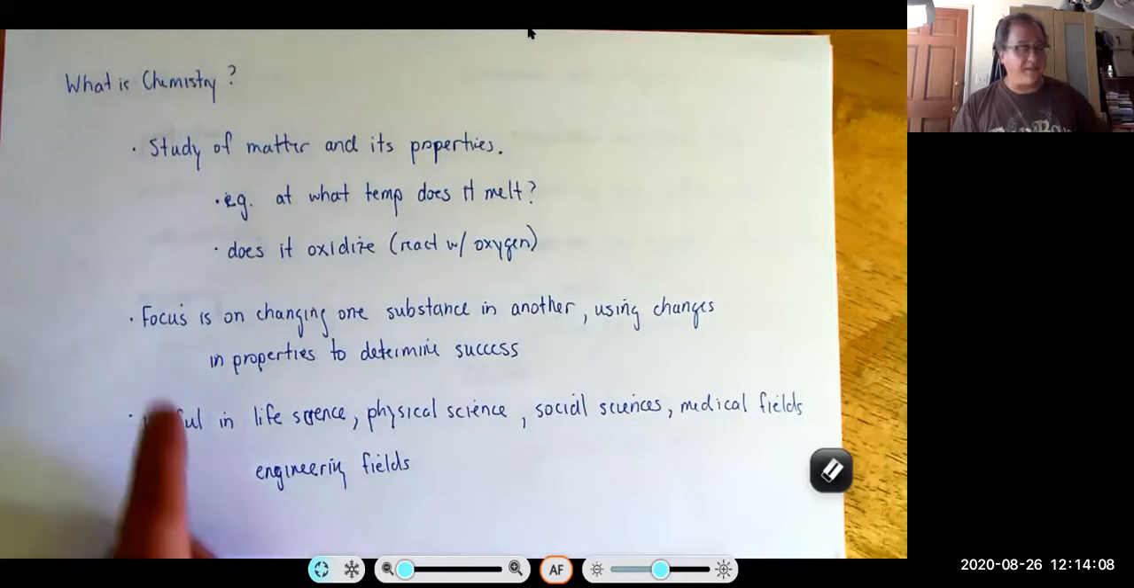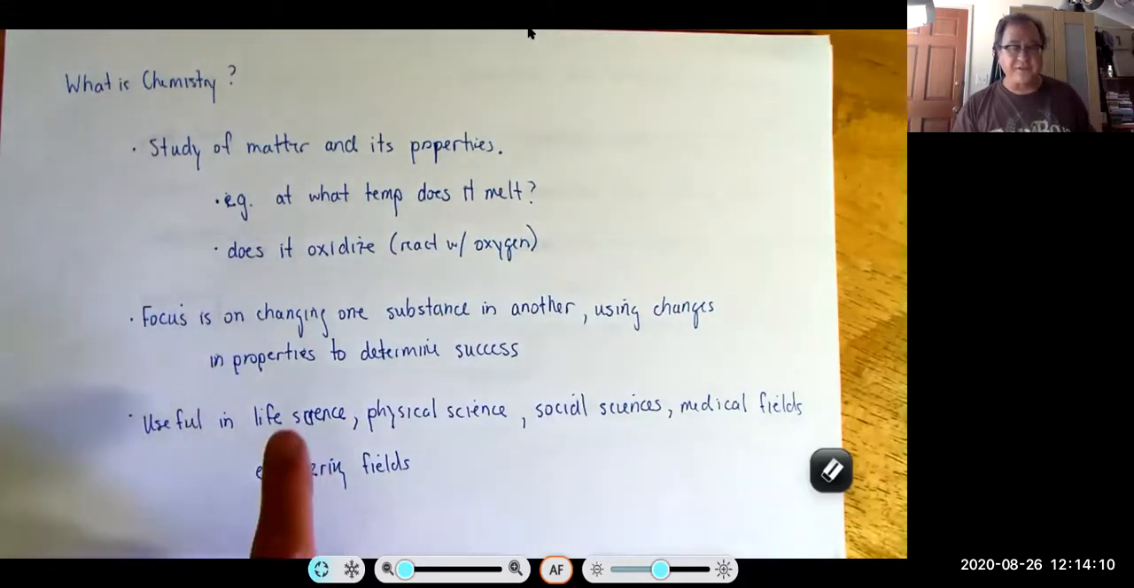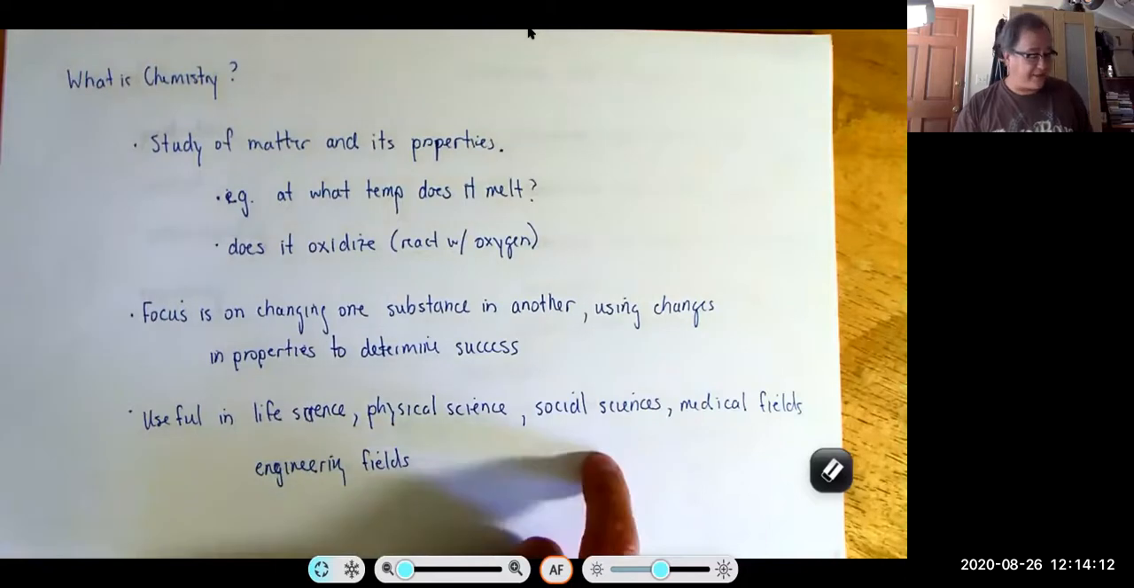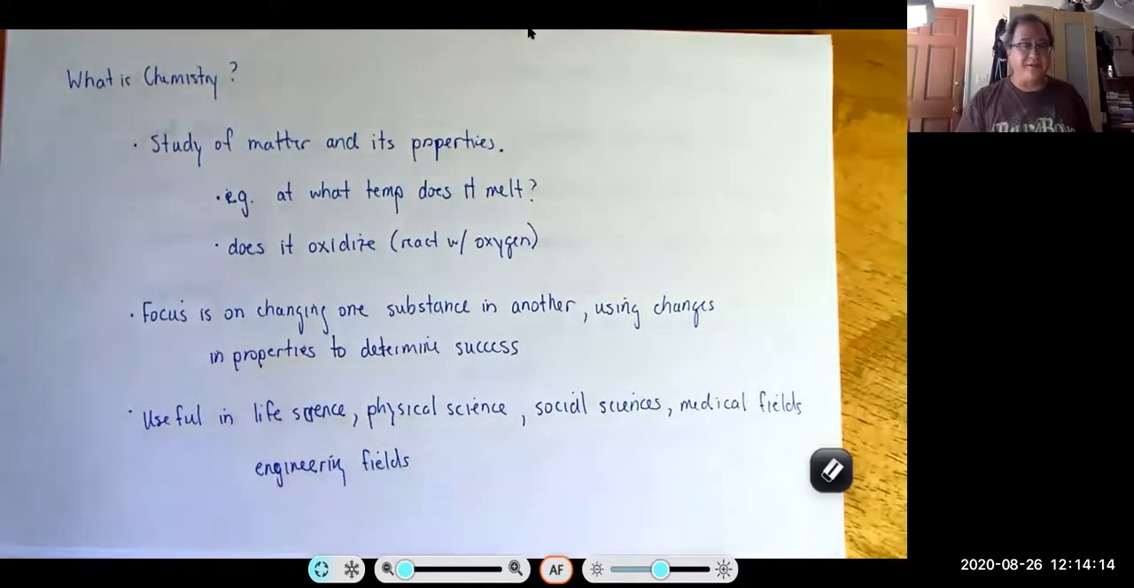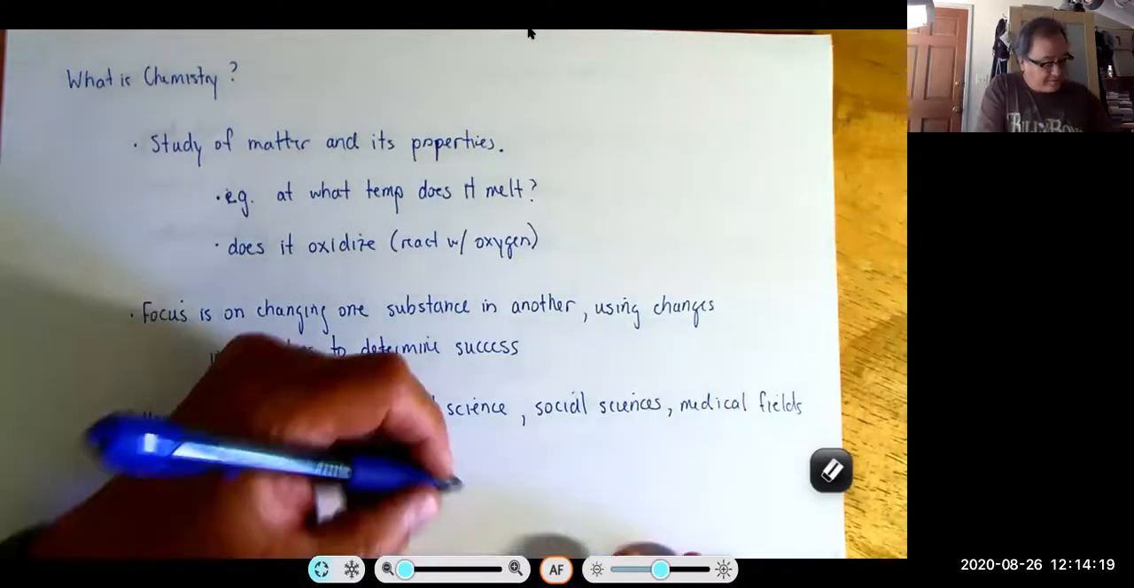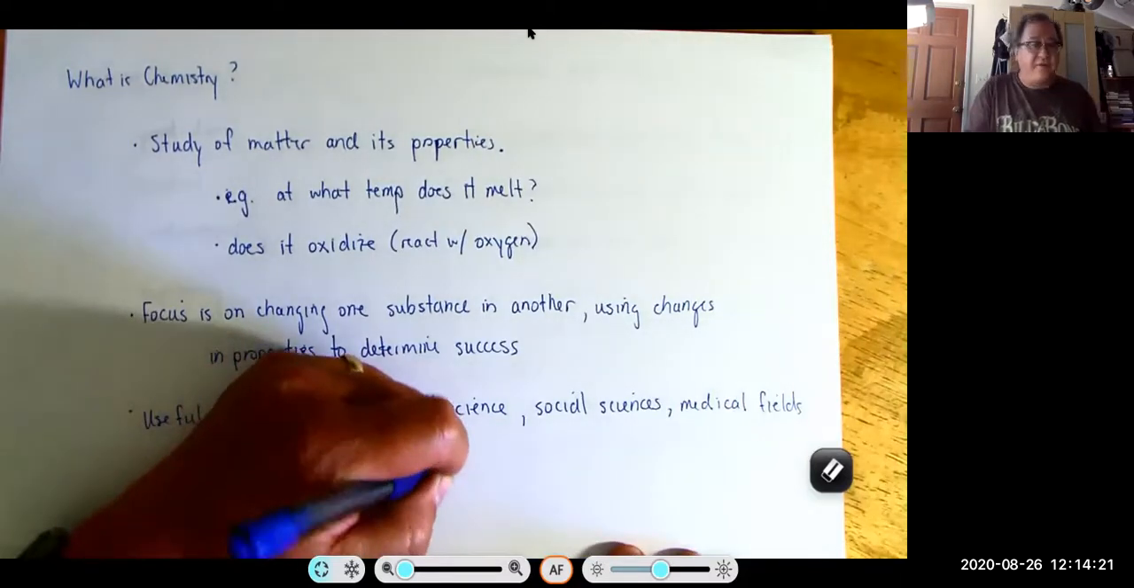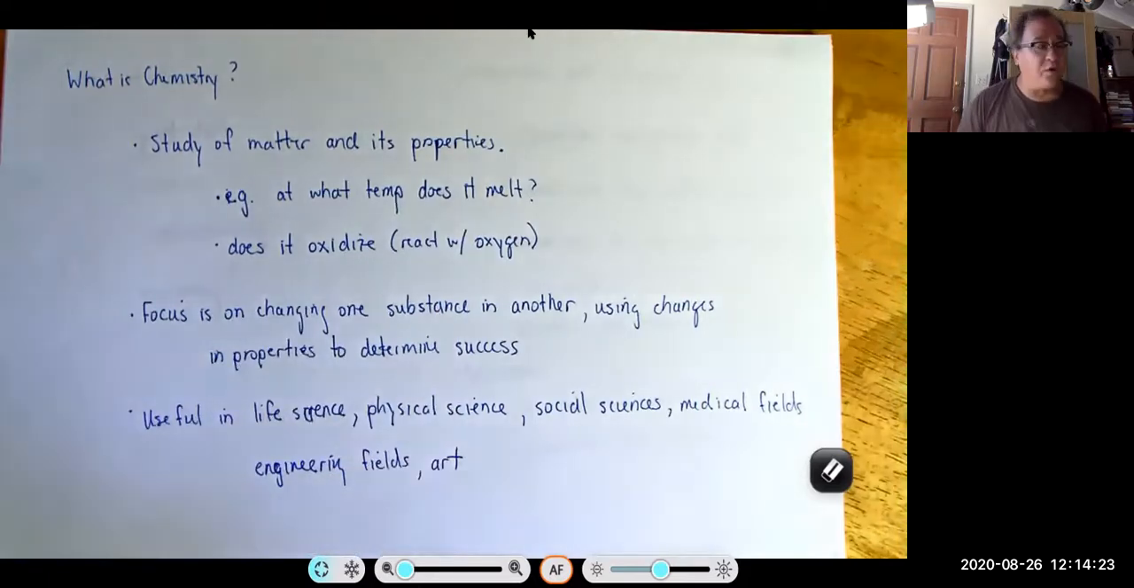This type of activity is useful in life science, physical science, social sciences, medical fields, engineering fields. It's useful just about everywhere. It's even useful in art. I don't know if any of you do any sort of artwork, but when you're working with metal, you're doing a little bit of chemistry. If you've done any glazing, that is a big chemistry project, because if you know about glazing, you apply the glaze, you heat it up, and it's changed.